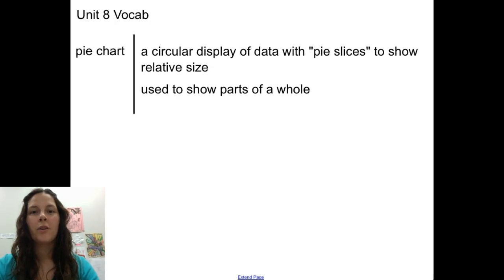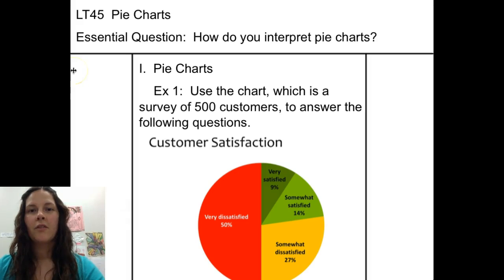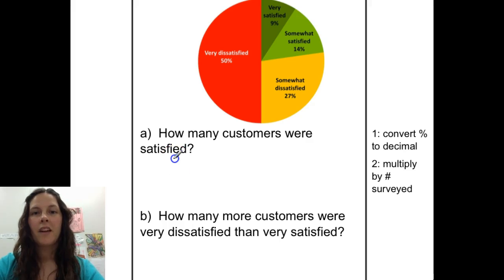Today we're going to learn how to interpret pie charts. A pie chart is a circular graph that is used to show parts of a whole. In our first example, we're looking at a survey of customer satisfaction. And our first question about this pie chart is how many customers were satisfied?